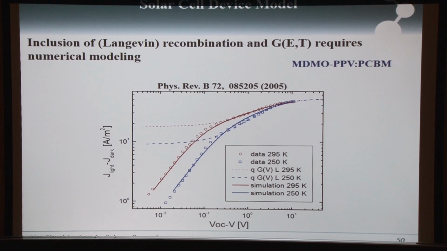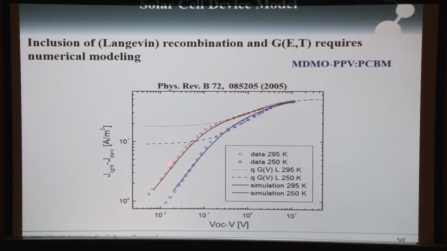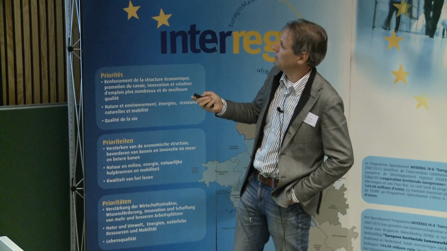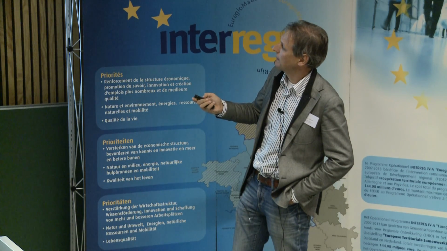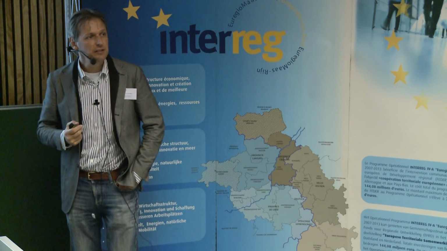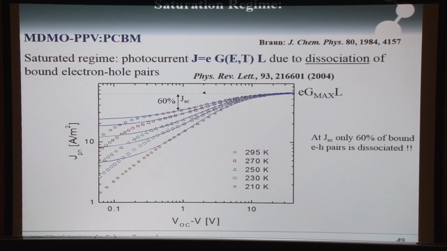So what we did, we incorporated this process in our device solver, and then we could nicely model, as you see, from open circuit all the way to minus 10 volt in reverse. We could model very nicely for different temperatures the photocurrent of these solar cells. And let me make one more remark about it. As I said, this model has two parameters. If you go back, one is how fast a bound pair recombines, and the other one is the distance between an electron and a hole.